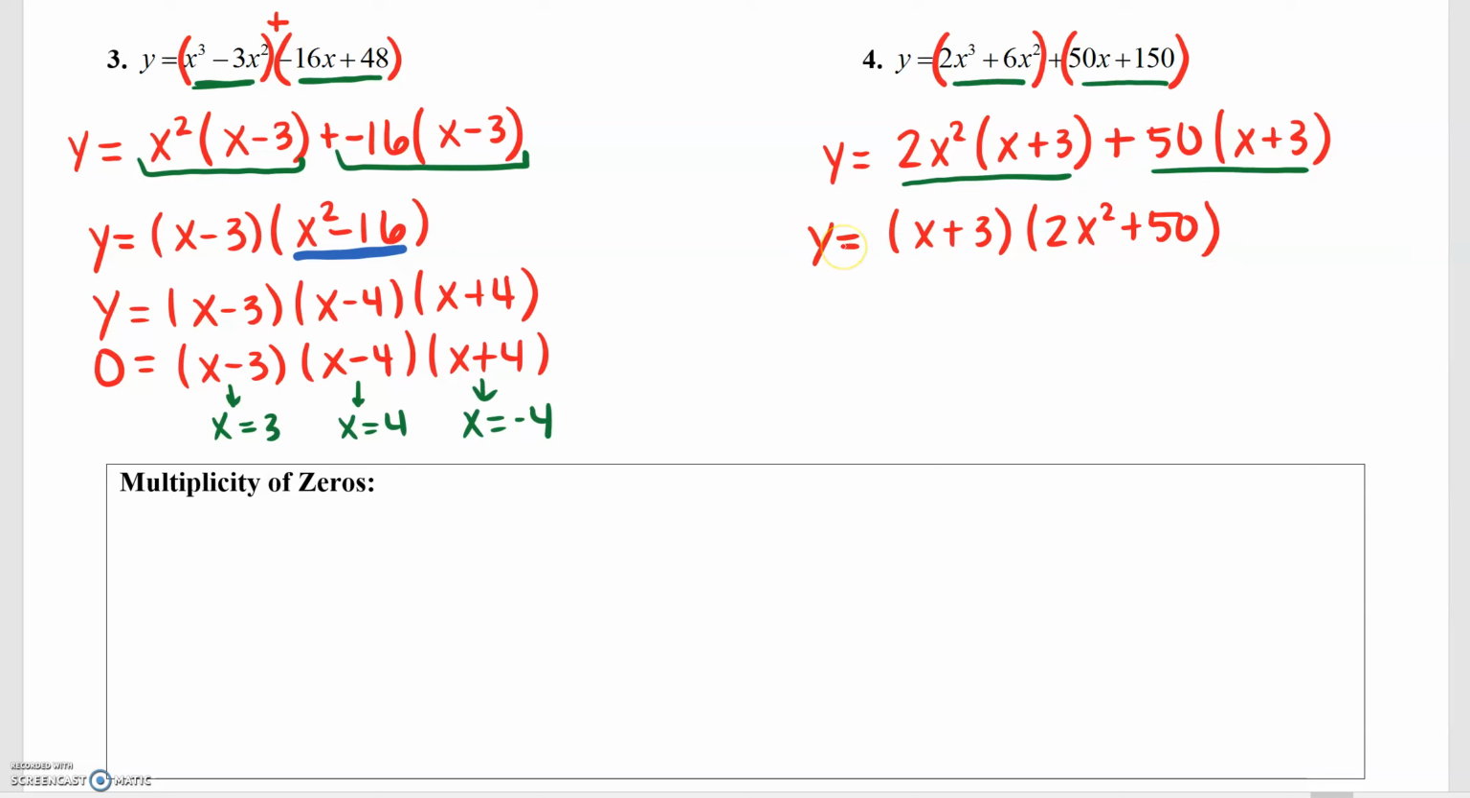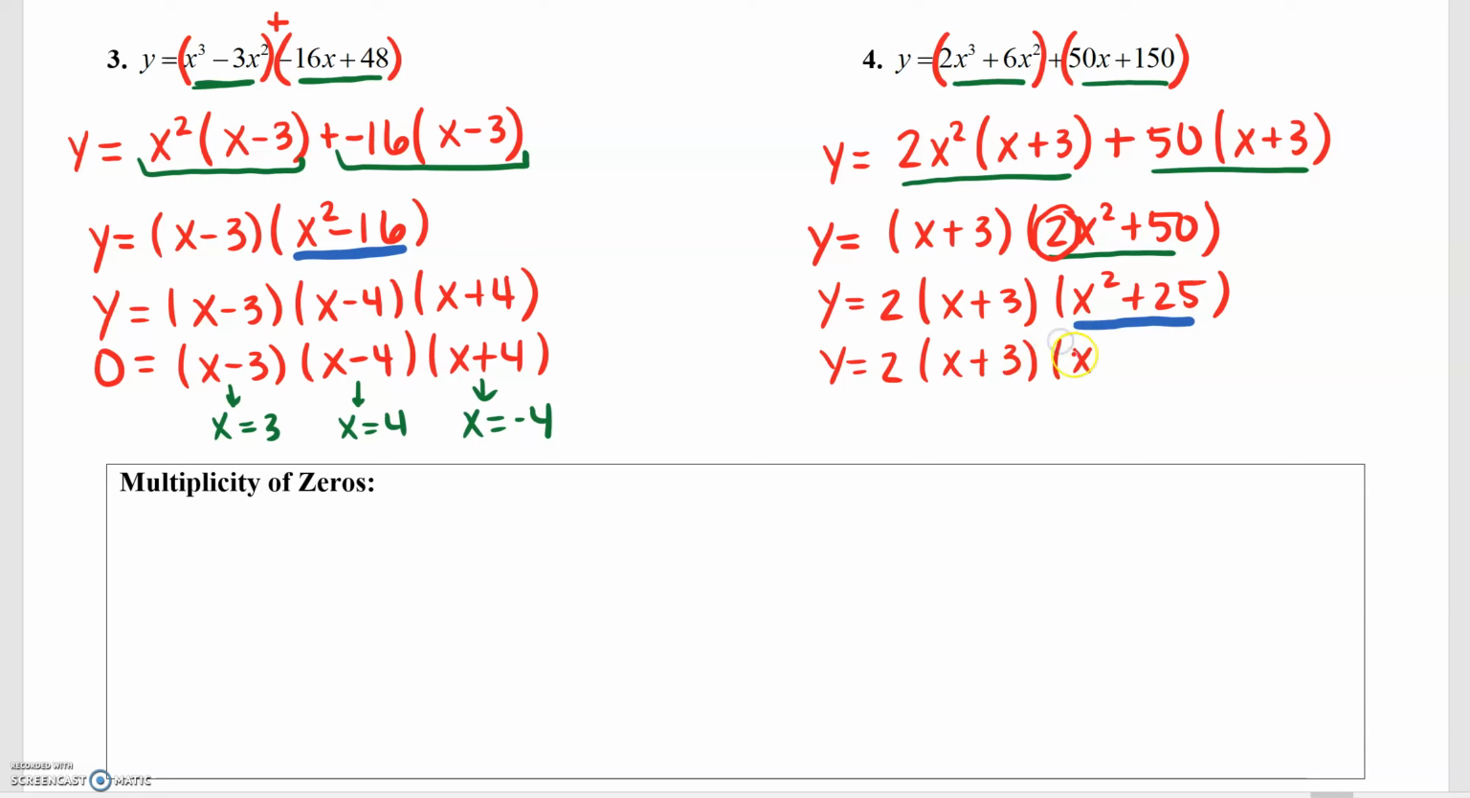Now, if I want this thing to be in factored form, this 2x squared plus 50 is not quite there yet. So the first thing I might consider doing is taking this 2 and factoring it out. I like to put the 2 in the front. When I've factored it out, all I have left is an x squared plus 25. Now looking at x squared plus 25, we should recognize this. This is a sum of squares, which means that I should be able to factor it into x plus 5i and x minus 5i.